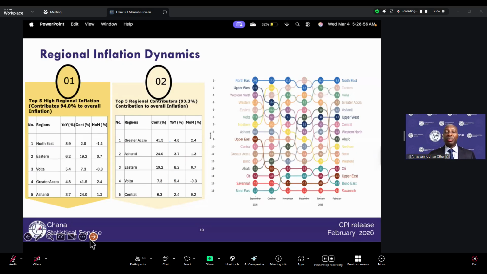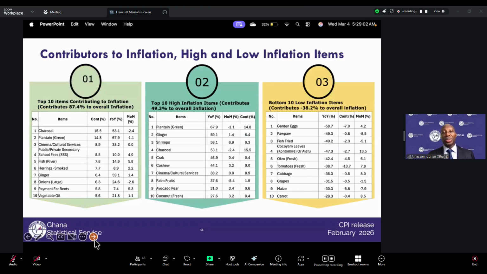Now, the top 5 contributing items, what I just talked about are the regions. Now, let's look at the top 5 contributing items. Now, these 5 items actually accounted for 55% of overall inflation, and these items are charcoal, which contributed 15.5% to overall inflation. Then you have green plantain, contributing 14.8%. You have cinema and cultural services contributing 8.9%.